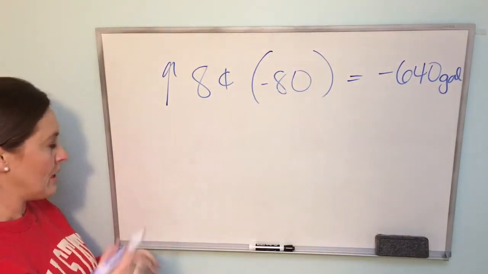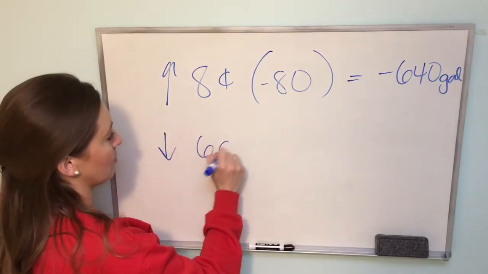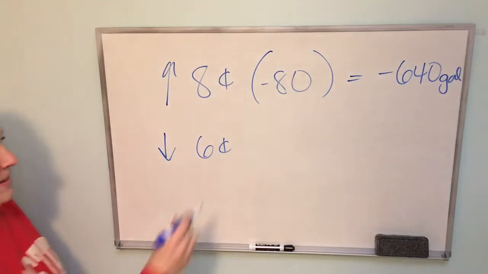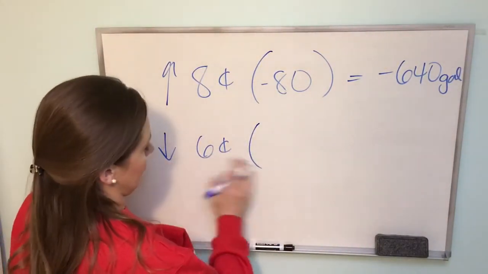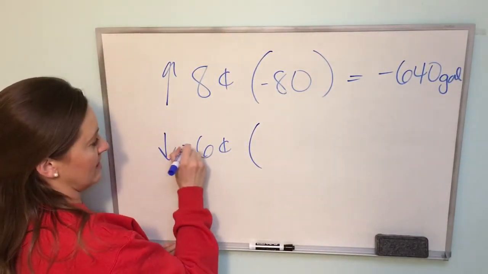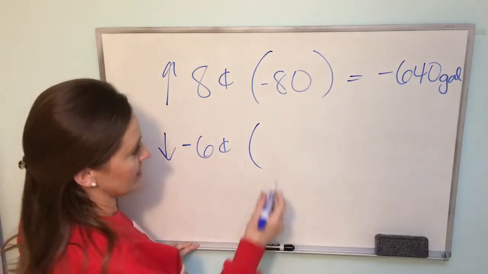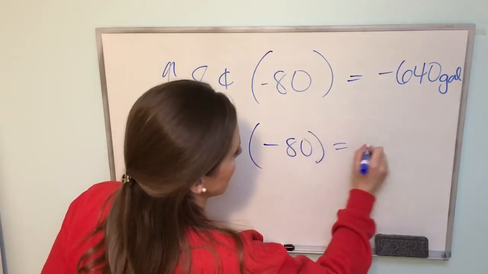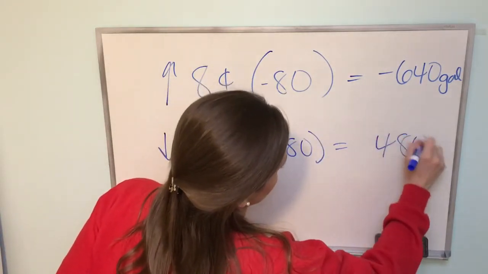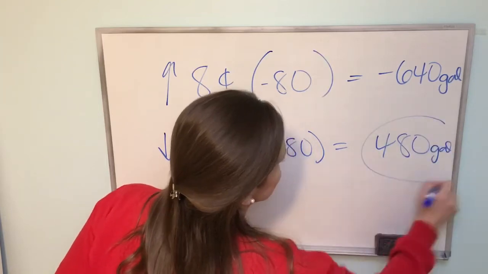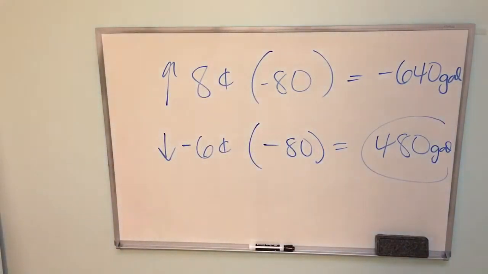Well, okay, but what about if she decreases the price by 6 cents? Well, this is decreasing the price by 6 cents. That would almost be like writing negative 6 cents times negative 80 would equal what? Positive 480, right? She would sell 480 more gallons. Good. All right.